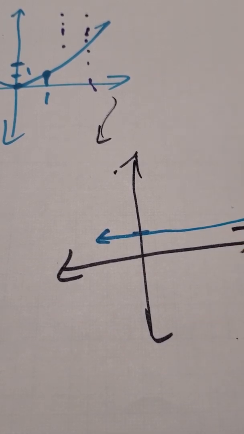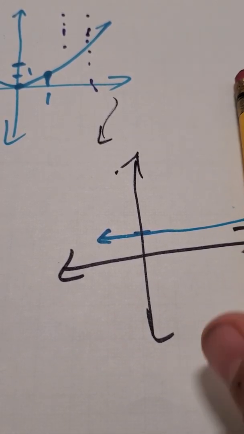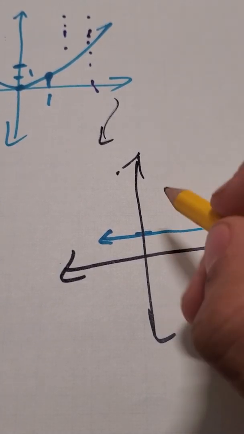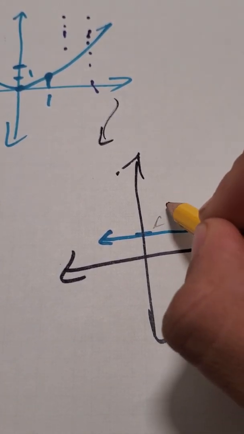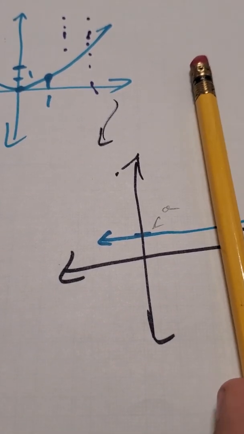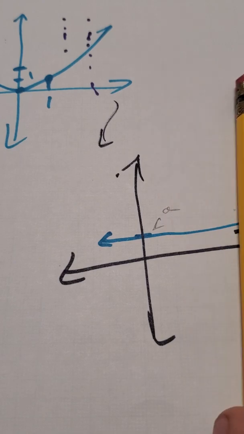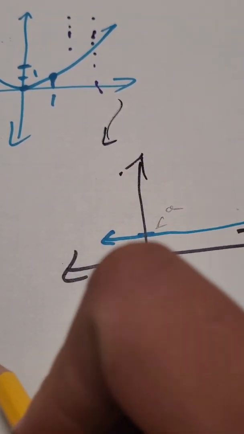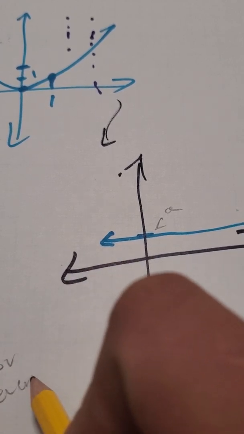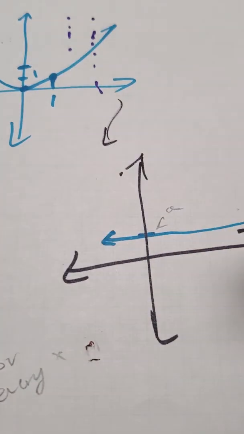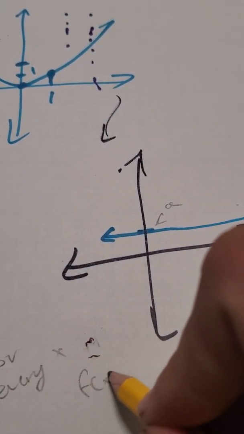All right, if you take your pencil to this horizontal line, these are all the same output values. So let's call this A. Every input value is spitting out this point A, this value of A. So for every x, f of x is equal to A.